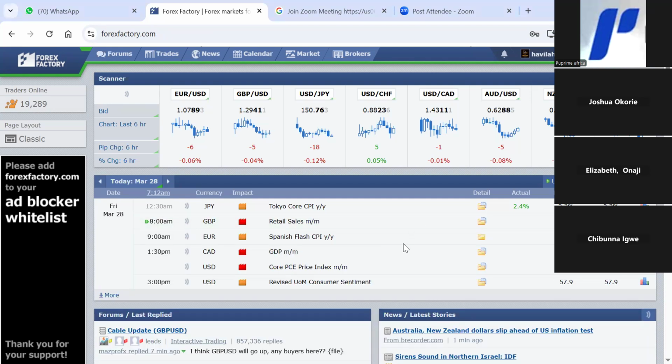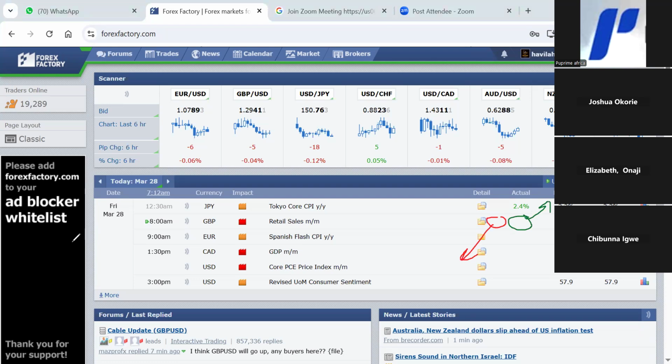So if the data comes out good by 8 a.m., then we will have a green color and we can look at buying the pound. And if on the other hand it comes out bad, it's going to be red and it means you can sell. Retail sales can be volatile, so I encourage you to look forward to this news.